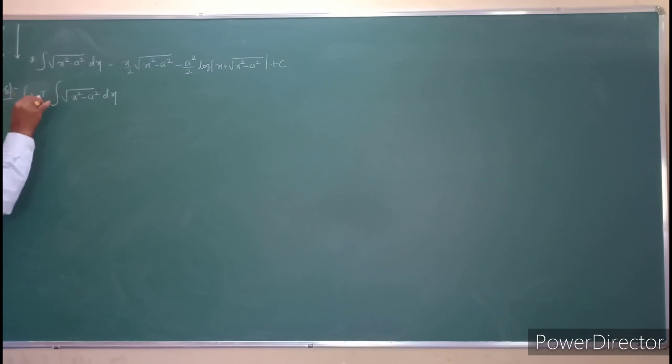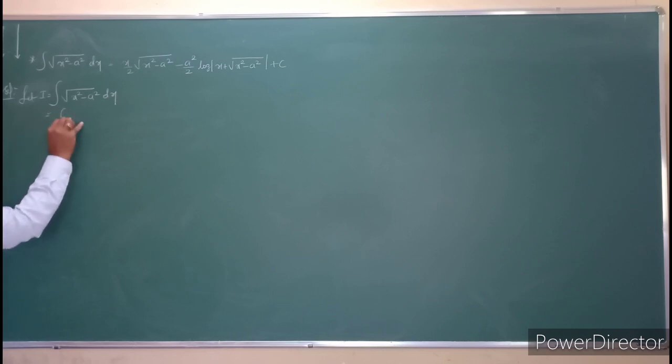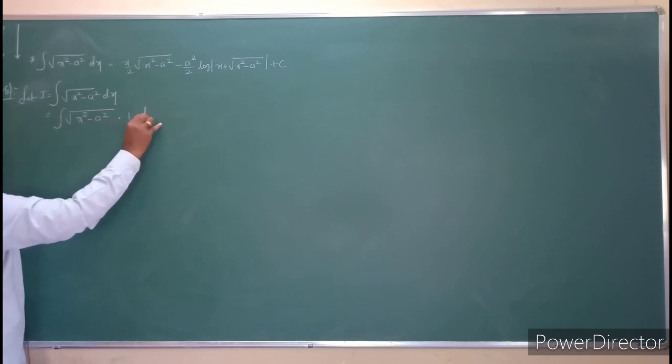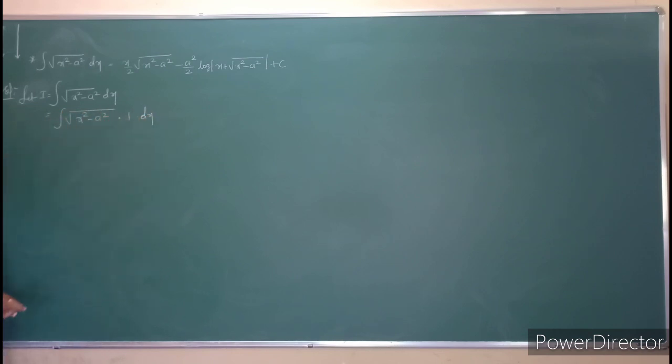Let I be equal to the problem. This can be written as the integral of root of x square minus a square into 1 into dx. So I have just multiplied with 1, that's all. Root of x square minus a square into dx is given, and I have just taken it into 1. Why have I done this?